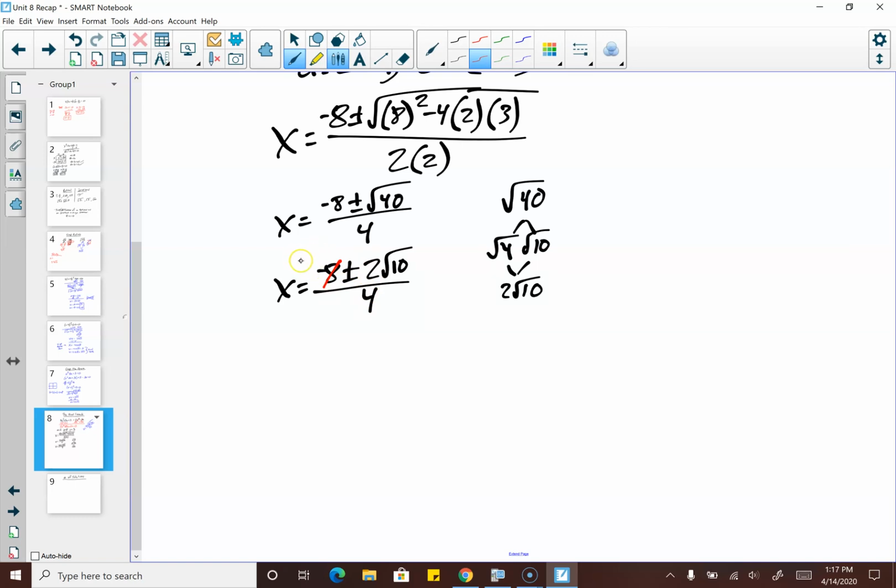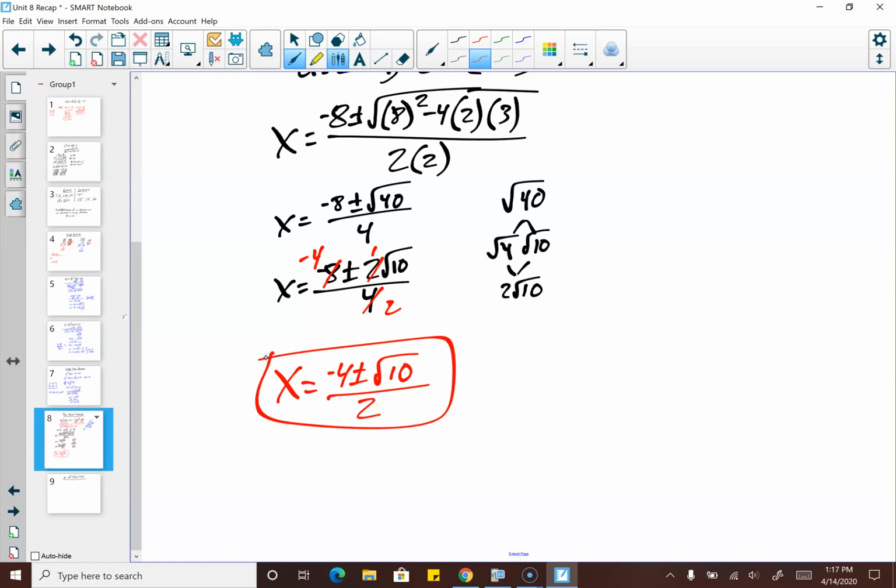So if you divide negative 8 by 2, you get negative 4. 2 divided by 2 is 1. And 4 divided by 2 is 2. So x equals negative 4 plus or minus. You could put 1 radical 10, but it's the same as radical 10 over 2. And that is going to be your answer in simplest radical form.